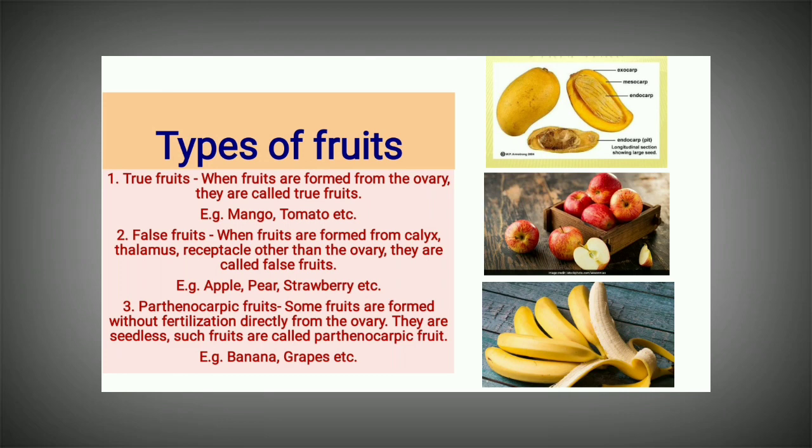In the case of apple, the true fruit is inside, and the edible part is actually the thalamus. Similarly, it is so for pears and strawberry. Now the third type of fruit is called the parthenocarpic fruit. Some fruits are formed without fertilization, directly from the ovary. That means the egg is not fertilized by a male gamete, and without fertilization the ovary itself develops into a fruit. Such fruit is called parthenocarpic fruit. Normally these fruits are seedless, such as banana, grapes, etc.